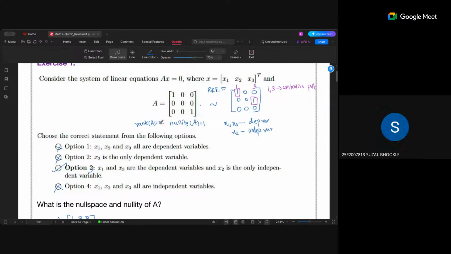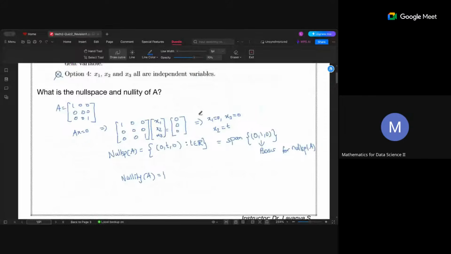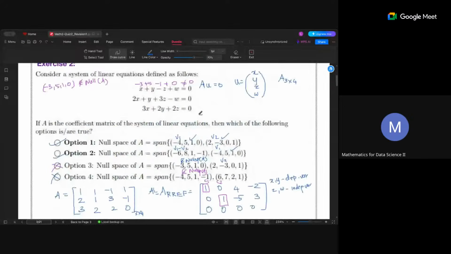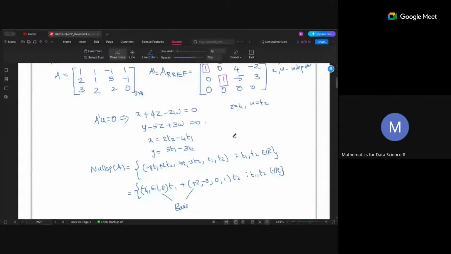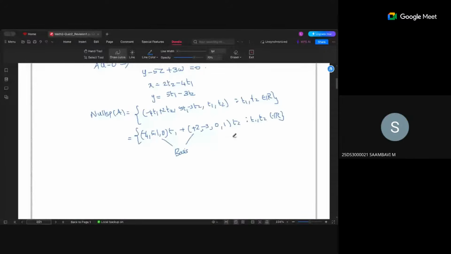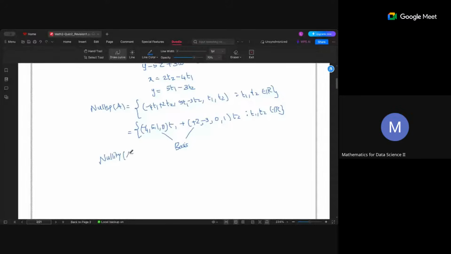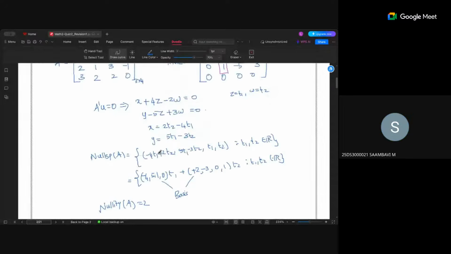No, ma'am, please don't make this mistake. It is not always the nullity. Sometimes, for example in the square matrix case, yes, it coincides. But take this case: what is the nullity here? The nullity is 2. But how many zero rows are there? Only one.